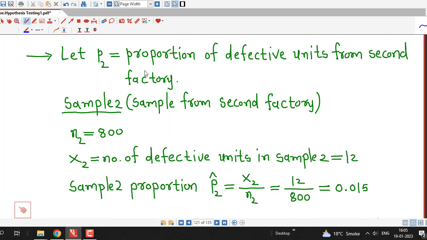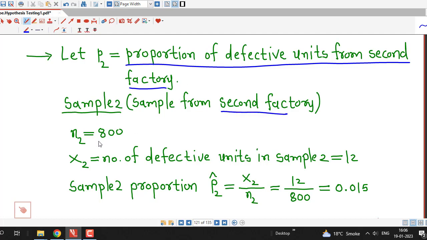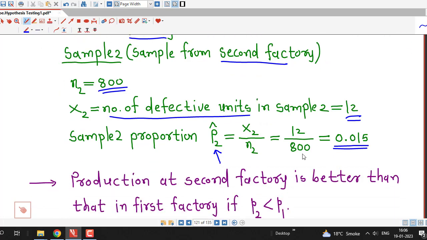Similarly, we consider small p2 equal to the proportion of defective units from the second factory, and we are considering another sample from the second factory which has size 800, and the number of defective units in this sample is also 12. Therefore the sample proportion for the second sample is P2 hat equal to x2 over n2, that is 12 divided by 800, which is 0.015.